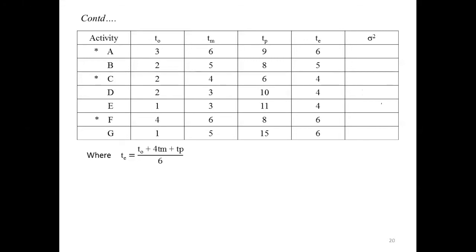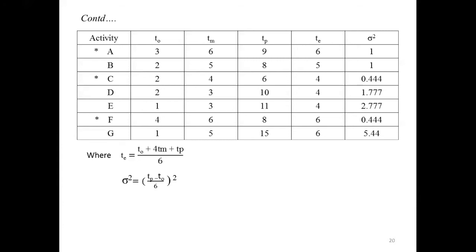After calculating the TE value, we will calculate the variance for each activity. We have the formula ((TP minus T naught) by 6) whole square. If you substitute the values of TP and T naught for each activity and calculate, we will get sigma square value as 1. And for the other activities, if we calculate, we will get these values.